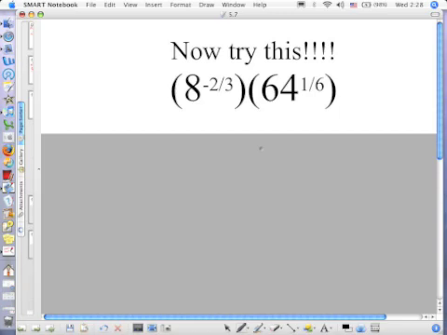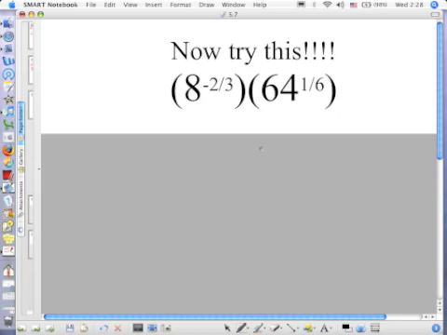Can we not just multiply it, since 8 goes into 64? It's too easy. We can't just multiply 8 times negative 2/3 or whatever. No, you have to take your steps. You have to make your bases the same.